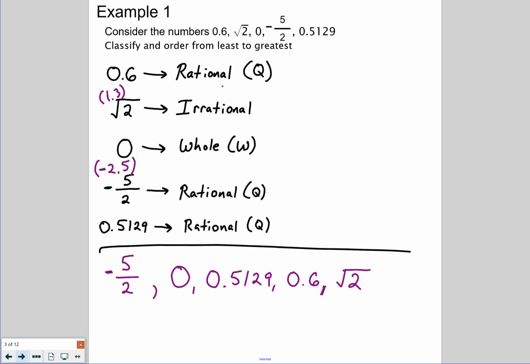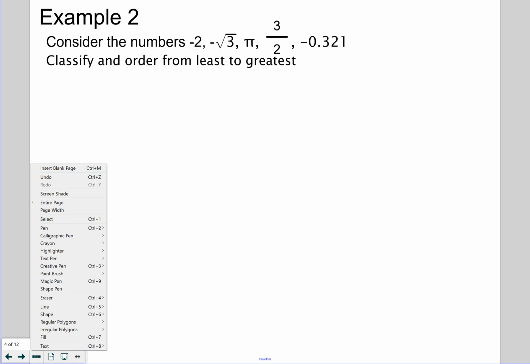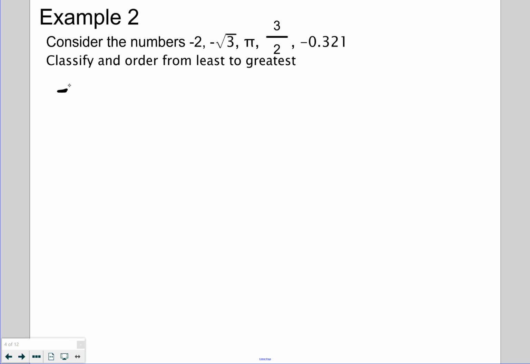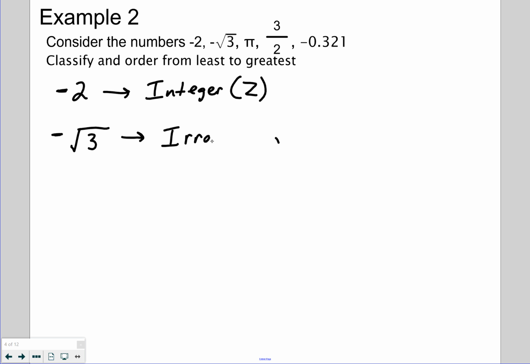All right. Let's do one more. Example 2. Let's start with -2. How would you classify that one, Genesis? Integer. Very good. And that one is Z, if you'd like. Ooh, the opposite of the square root of 3. This ought to be a good one. Let's go with Clarissa. Yeah, it is irrational. Very good, Clarissa.